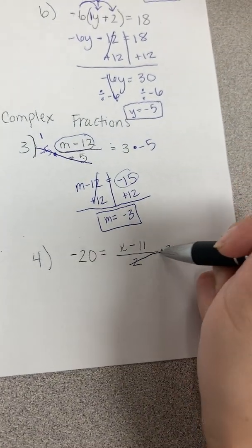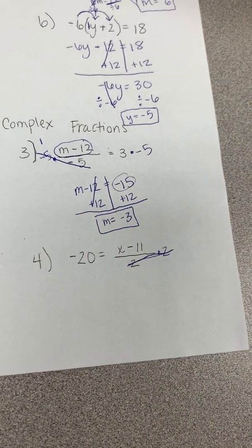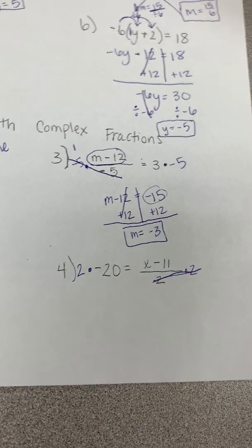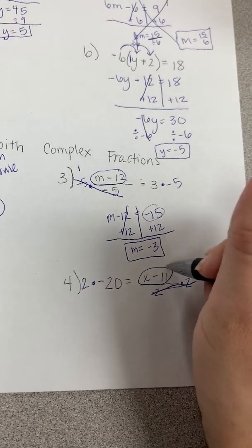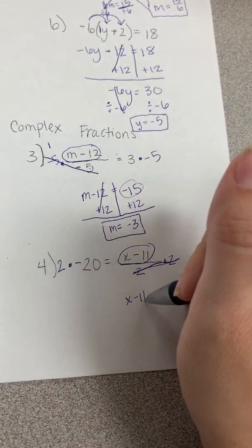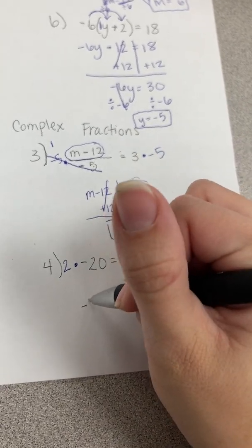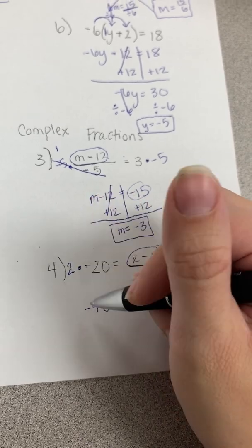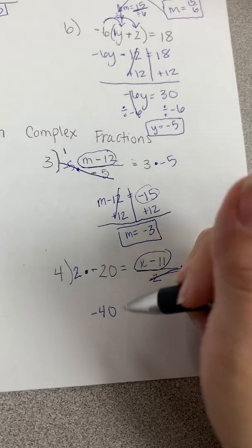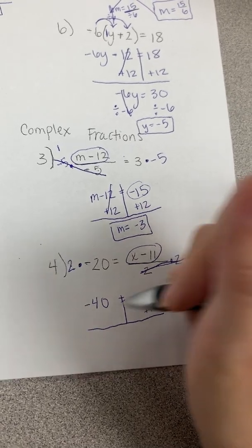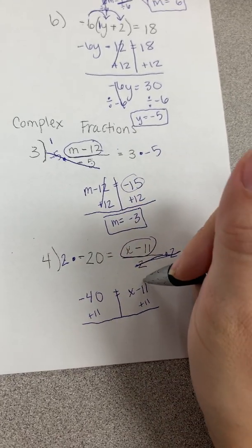This one, 2 times 2. Okay, cancels each other out, which means I have to multiply by 2 on that side. I bring this whole thing down. X minus 11 equals 2 times -20 is -40. Negative times a positive is a negative. We wrote that on the other paper, so you can go back and look at it if you need to. Plus 11, plus 11.